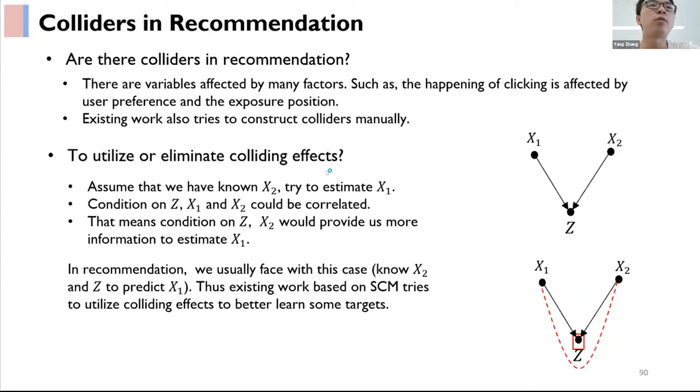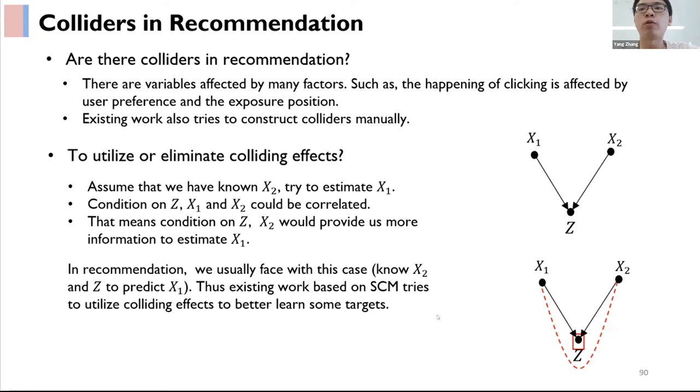The next question is whether to utilize or eliminate the colliding effect. To answer this in this example, assuming that we have known x2 and try to estimate x1, we know that x1 and x2 are independent, thus x2 would not provide any information to estimate x1. But if we condition on z, x1 and x2 would be correlated. That means conditioned on z, x2 would provide information to estimate x1. In recommendation, we usually face a similar case. Thus, existing work tries to utilize the colliding effect to better know some targets.